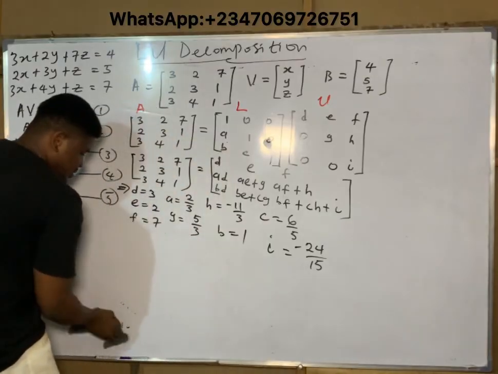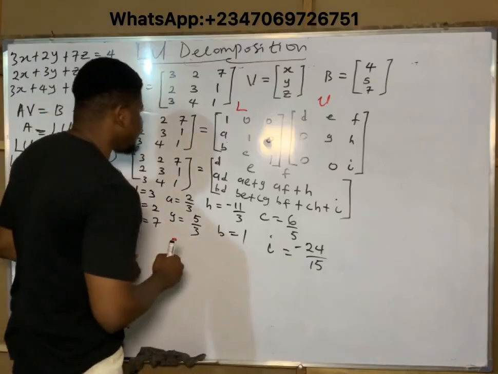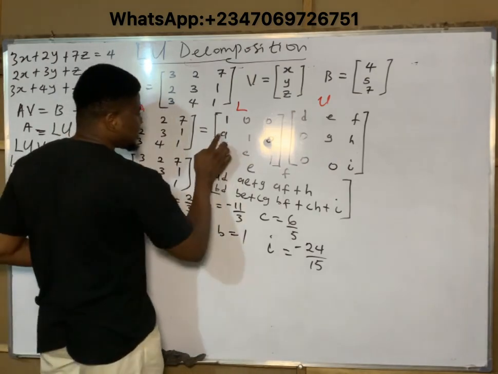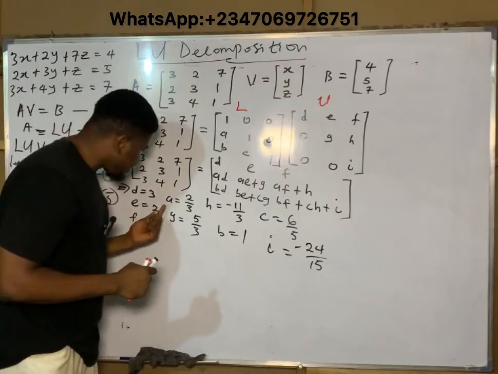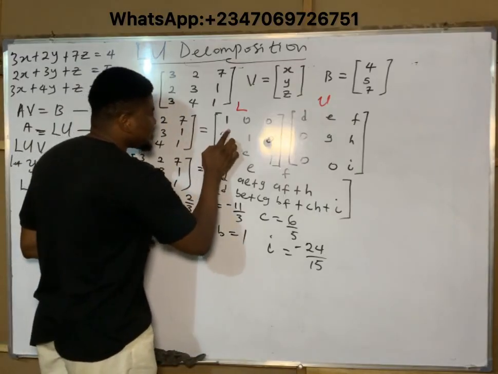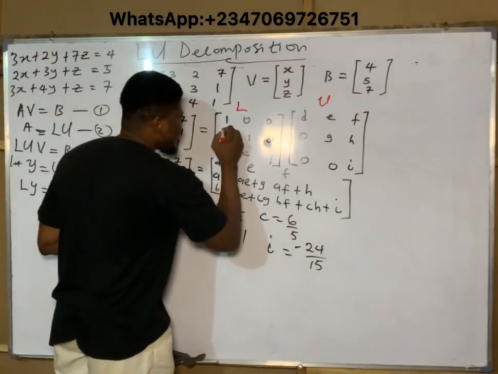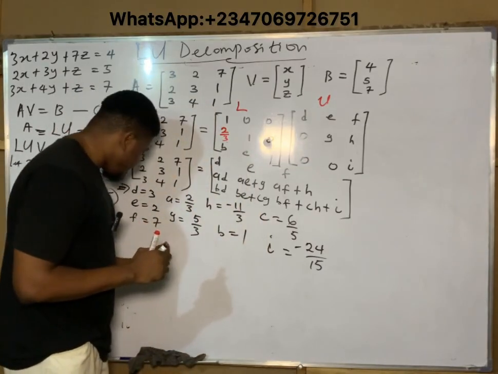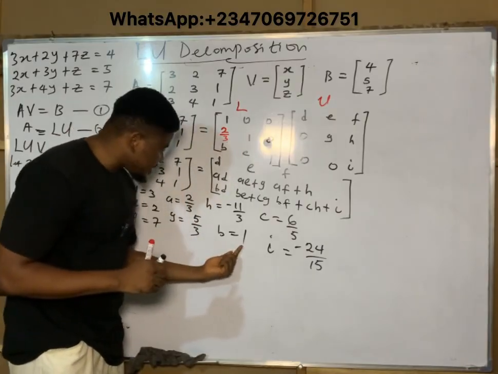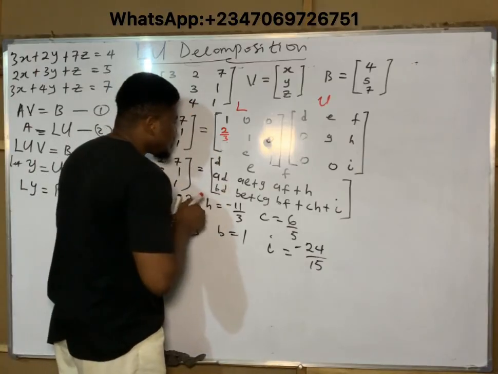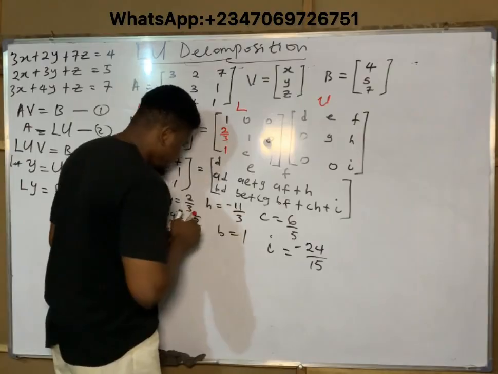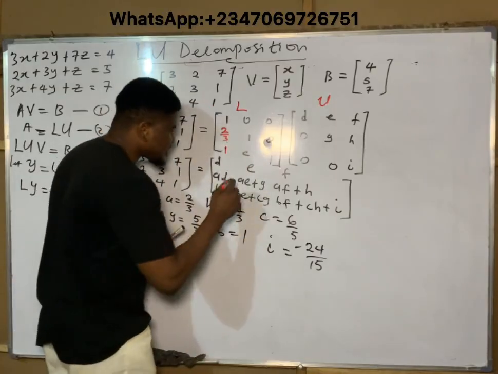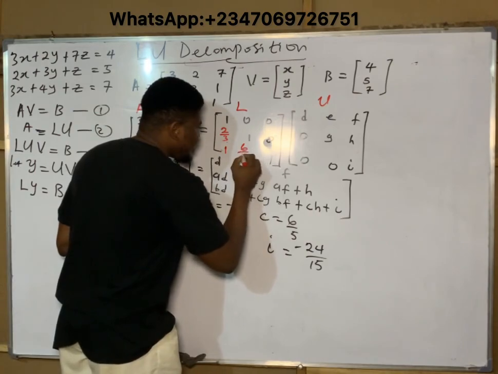So we've been able to find all the unknowns in the lower and in the upper matrix. Let's now represent them in the lower and upper matrix. So in the lower matrix, I have the value of A. A gave me 2 over 3. So in place of this, I'm going to put in A, which is simply 2 over 3. Then I have B. B gave me 1. So in place of B here, we have 1. Then I have C. C gave me 6 over 5. So in place of C here, we have 6 over 5.